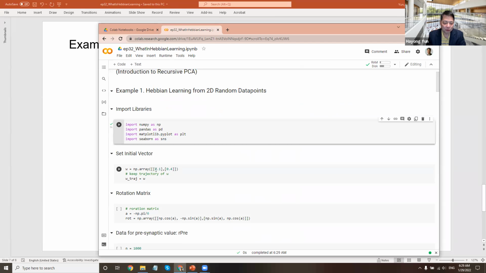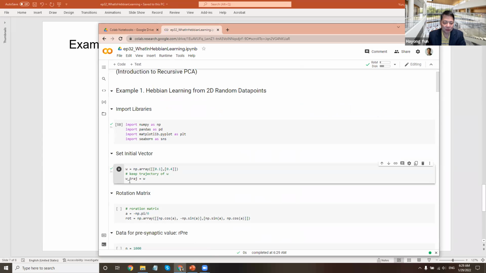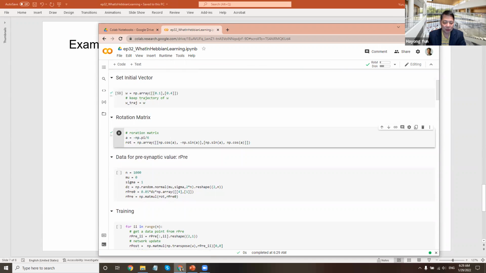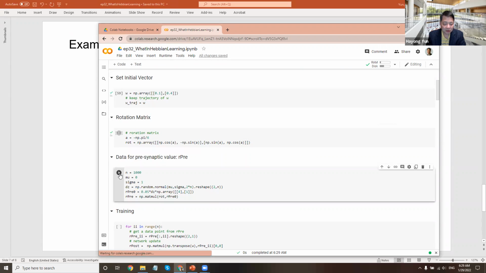0.1 and 0.4, so X and Y coordinate, okay? And we'll keep in W trajectory, the trajectories. We'll accumulate the W's over time so we can plot them. Here's a rotation matrix. I'm gonna generate a cloud with a random number, 0.05 variance, the initial condition.